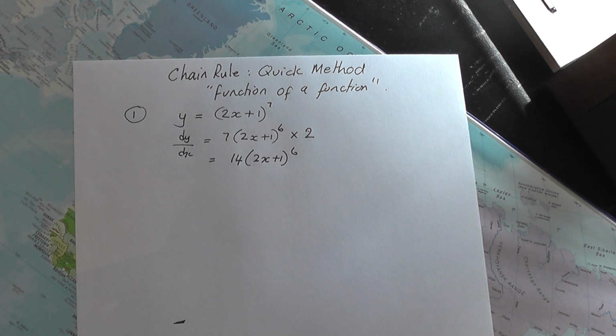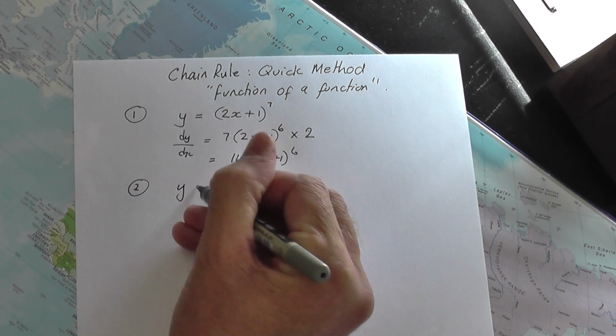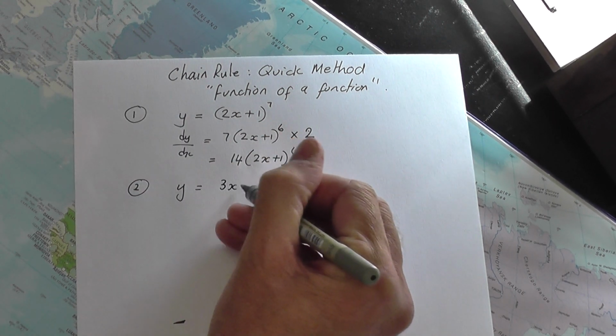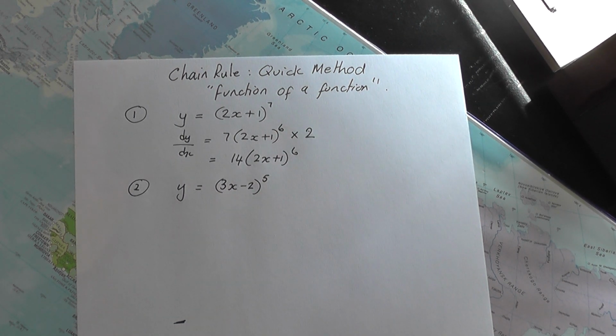And there's the answer. And if you went through the chain rule formally by letting u equals 2x plus 1 and working out dy by dx equals, and then applying the formal chain rule formula, as we've done in previous videos, ultimately you'd end up with that same answer. So let's do another similar sort of question to this. So y equals, how about (3x minus 2) to a power 5? And you've got to differentiate that.